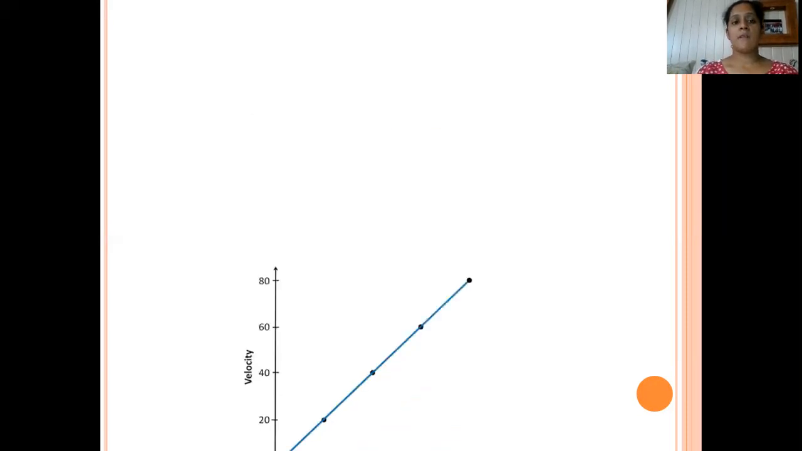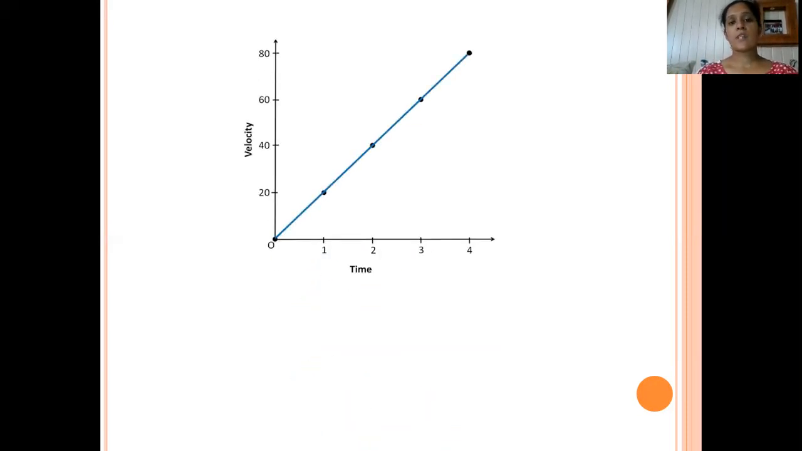Now the next graph is a velocity time graph going upward in a straight line. In this case, as we can see, the velocity is increasing from 0 to 1 seconds, it has increased till 20 meter per second. Then in the next 1 second, it has increased to 40. Then in the next second, it has increased to 60.